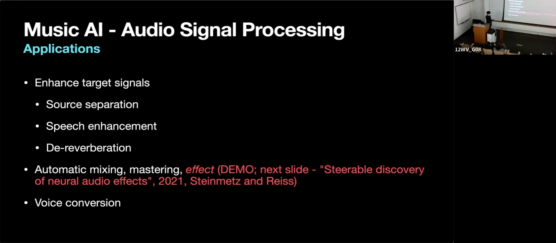So these three are something not everyone does in their daily life. It's a very special task that music producers have to do. And in that field, the neural net has also done really well. And finally, voice conversion. All right, so the next page, we have this demo.